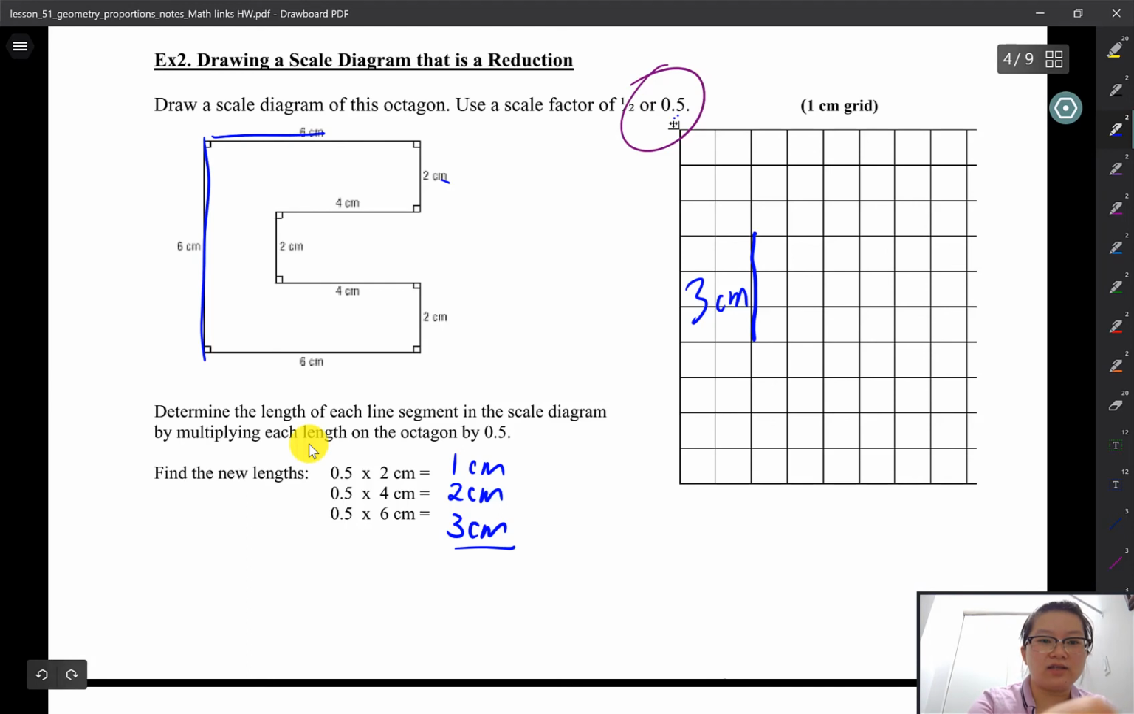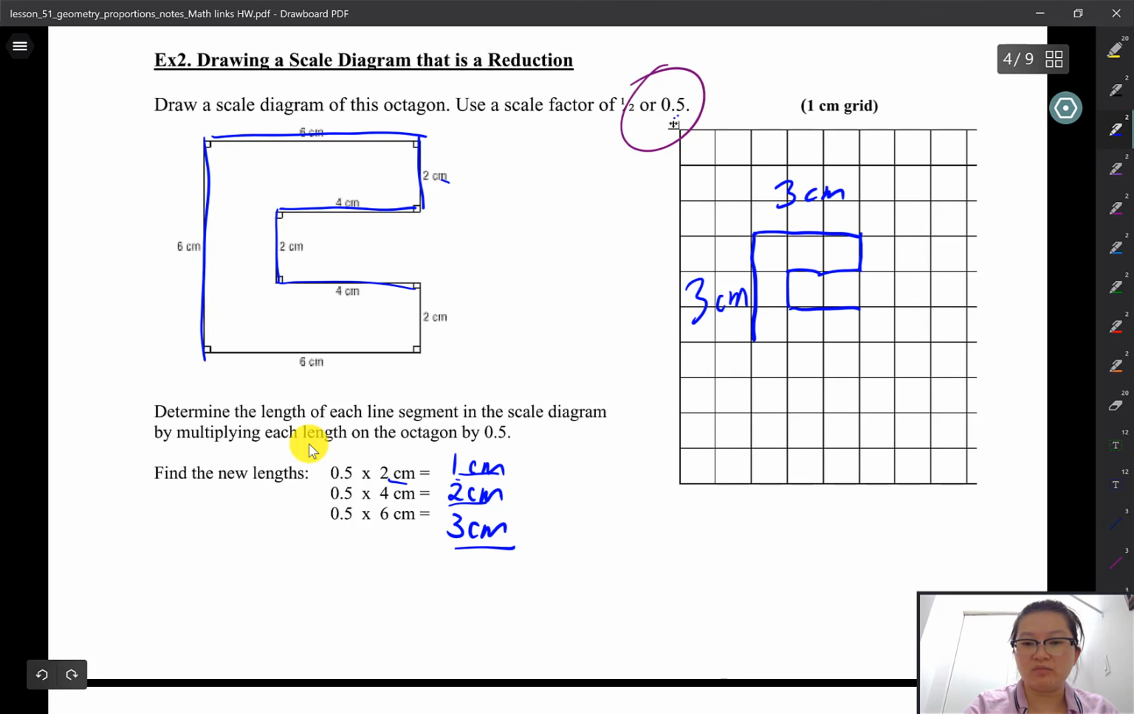Okay, so let's go across. Go across 6 centimeters, which scales down to 3 centimeters. 3 centimeters across. And then we're going to go down by 2 centimeters. 2 centimeters scales to 1 centimeter, so only 1 down. We're going to go 4 centimeters back the way we came from, which scales down to 2 centimeters. So that's 2 boxes. 1, 2. We go 2 centimeters down, which scales down to 1 centimeter. Bam. Then we copy this shape here.